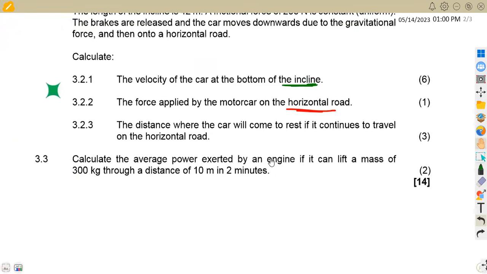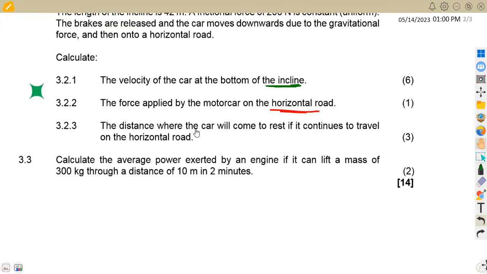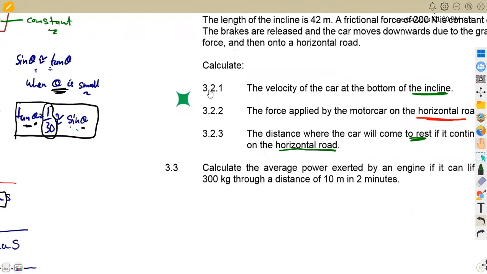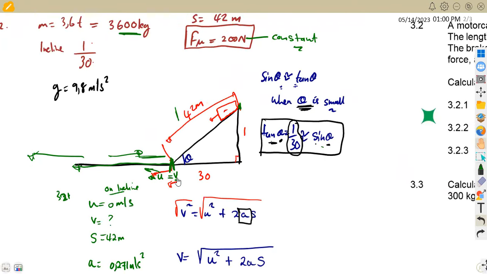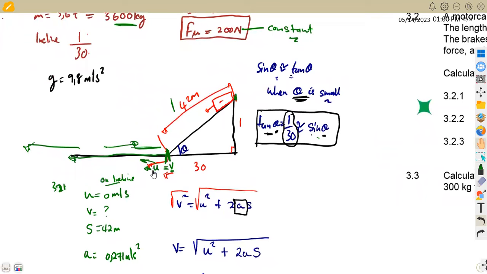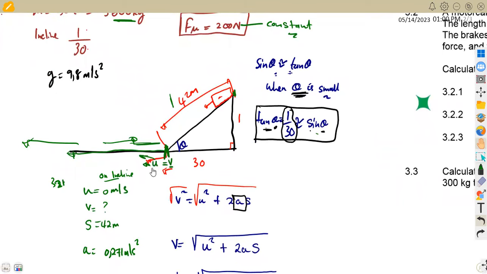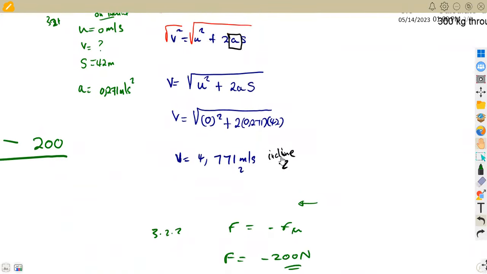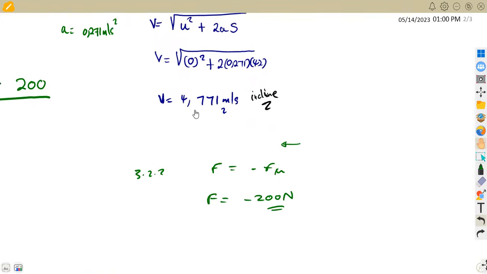On 3.23, we are now asked to calculate the distance where the car will come to rest. We are dealing with the horizontal road, if it continues to travel on the horizontal. Take note, guys, what I've been saying about the horizontal: the final velocity on the incline is equal to the initial velocity on the horizontal road. So we are going to take this final velocity on the incline.